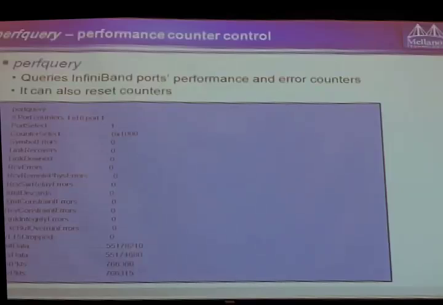Here's an example of running perf query. Perf query queries my InfiniBand port's performance and error counters, and I can also use it to reset counters. So if I want to see how many bytes my port sent, how many packets it sent, or how many errors it has, I can run perf query. And again, I can run perf query on any single port in my subnet. I just give it a LID and a port, and it'll query my port counters and return them back to me. So that's really one of the powerful things about InfiniBand. I have an InfiniBand attached laptop. I can plug it in my subnet and do diagnostics.